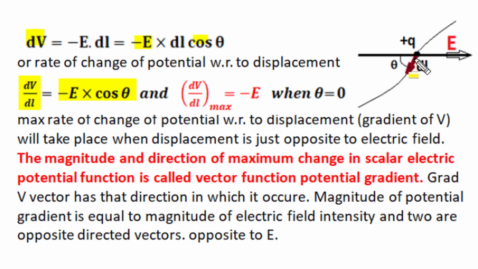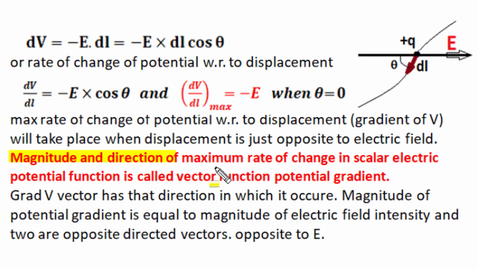for different values of this theta, the angle between the opposite direction of electric field and displacement, we have different values of rate of change of potential with respect to displacement, and the maximum value of rate of change of potential with respect to displacement is known as potential gradient, and it occurs when this theta is 0, or the charge is moved just opposite to the direction of electric field. The magnitude and direction of the maximum rate of change in this scalar electric potential function is a vector quantity, and that vector function is known as potential gradient or grad V.